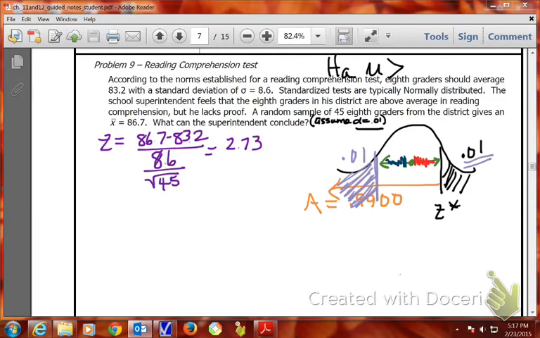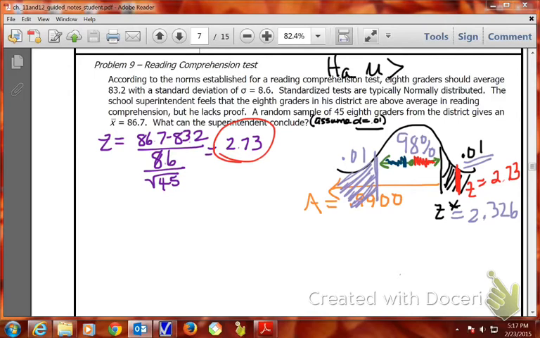And so now if I've used 0.01 on the right and 0.01 on the left, then the stuff in the middle has to be 98%. So if I go look up the z star for 98%, I find 2.326. And so now I have to decide, where does my particular z fall with respect to that? So 2.73 would definitely fall to the right of that. So that would place my z in the reject zone.